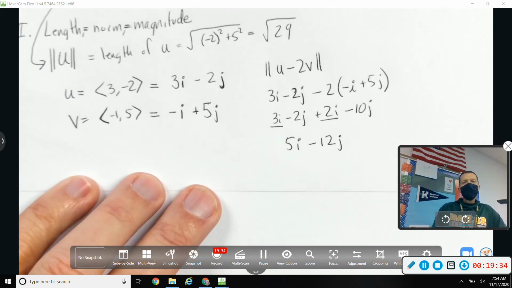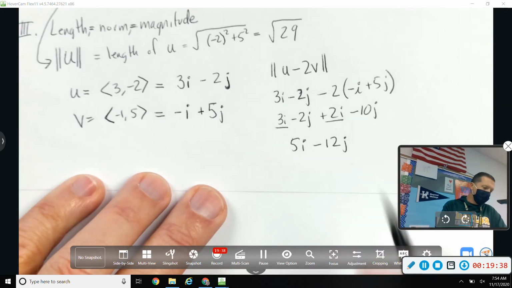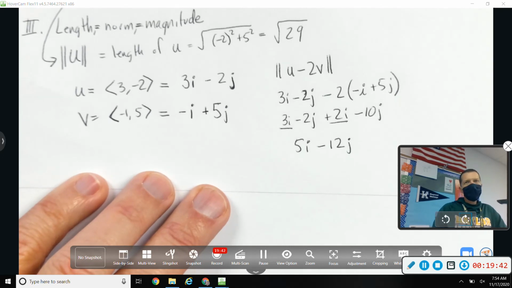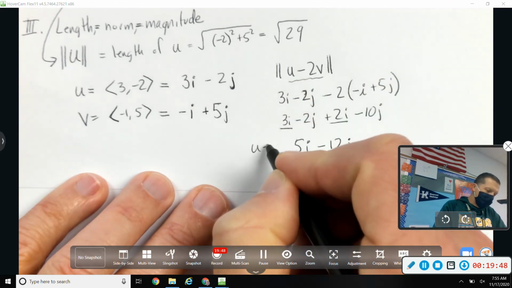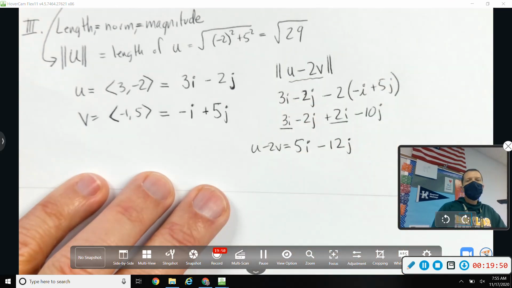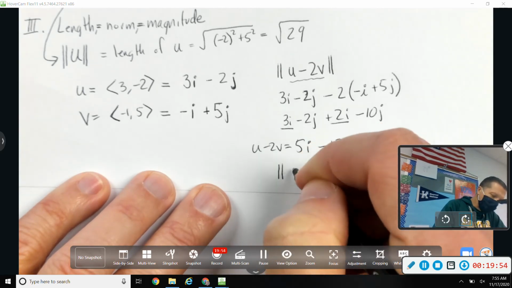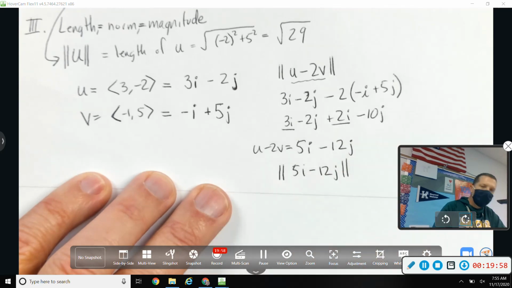But I am not done with this problem yet. I mean, that's U minus 2V. What else do I need to do? So I found this. Yeah, I need to find the length of it. So I now need to find the length of 5i minus 12j.